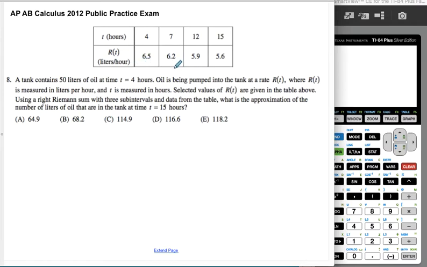A tank consists of 50 liters of oil at time t equals 4. Oil is being pumped into the tank at a rate r of t. R of t is given here. T is measured in hours. Selected values of r of t are given in the table above. Use a right Riemann sum.